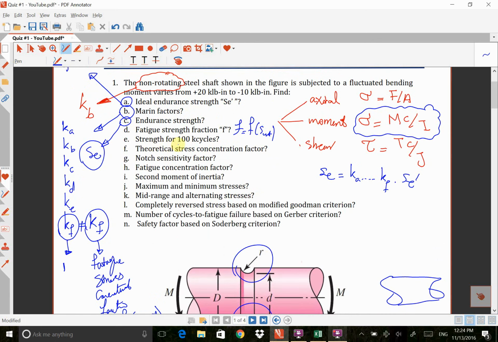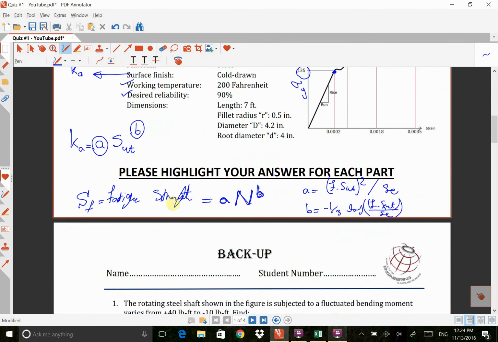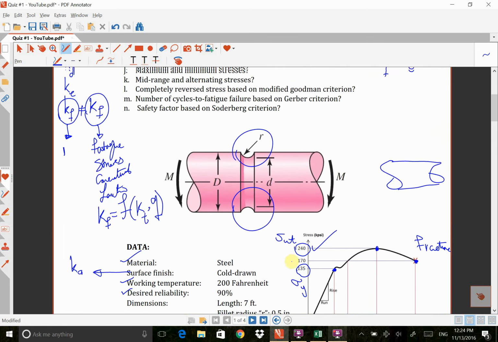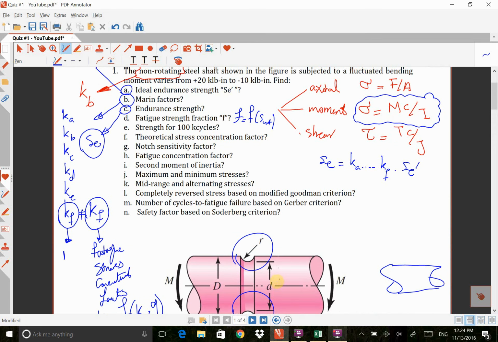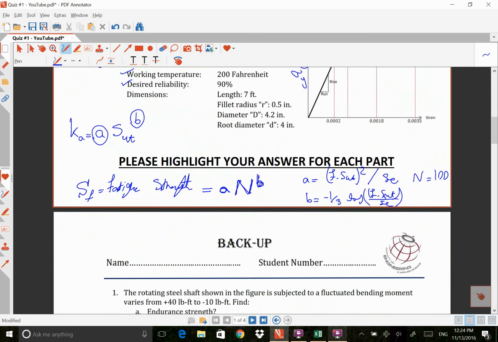A strength for 100 kilocycles. So this is the equation. I can find A based on this one. I know F, I just read that from a table. I know SUT, I found SE, and I can find these two. And N here is not 100. It's 100k cycles. So this is not 100. N is actually 100, 1, 2, 3, 0. So we need to put this one here into this equation.